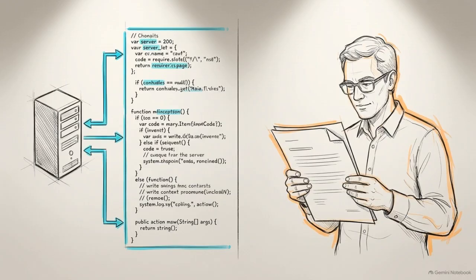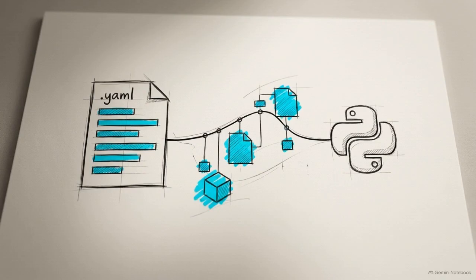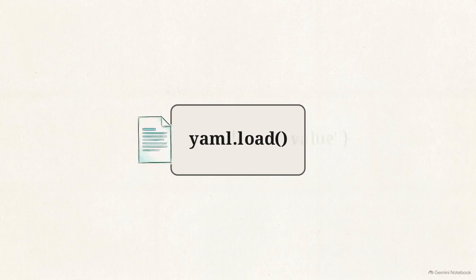Once the YAML file is written, the Python application needs to read and ingest it. This is handled by the PyYAML library. PyYAML takes raw YAML text and converts it into native Python dictionaries and lists. However, a specific risk exists. YAML can instantiate arbitrary Python objects.